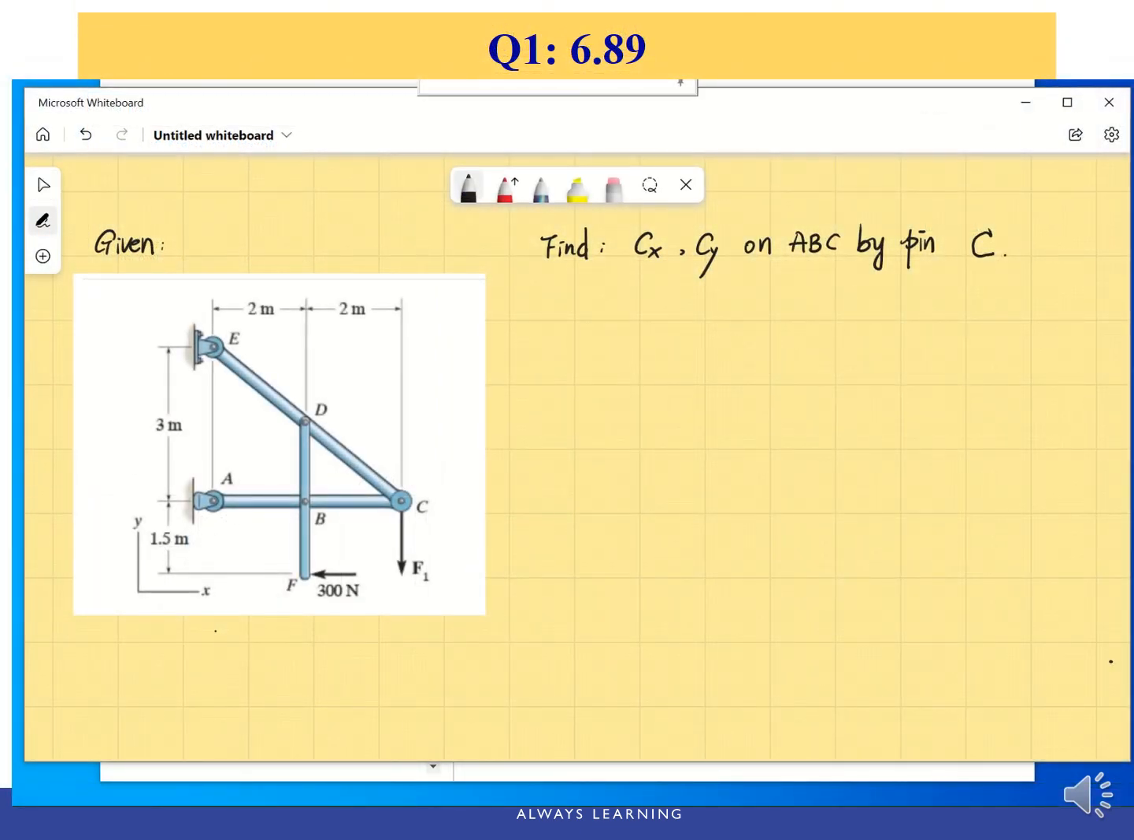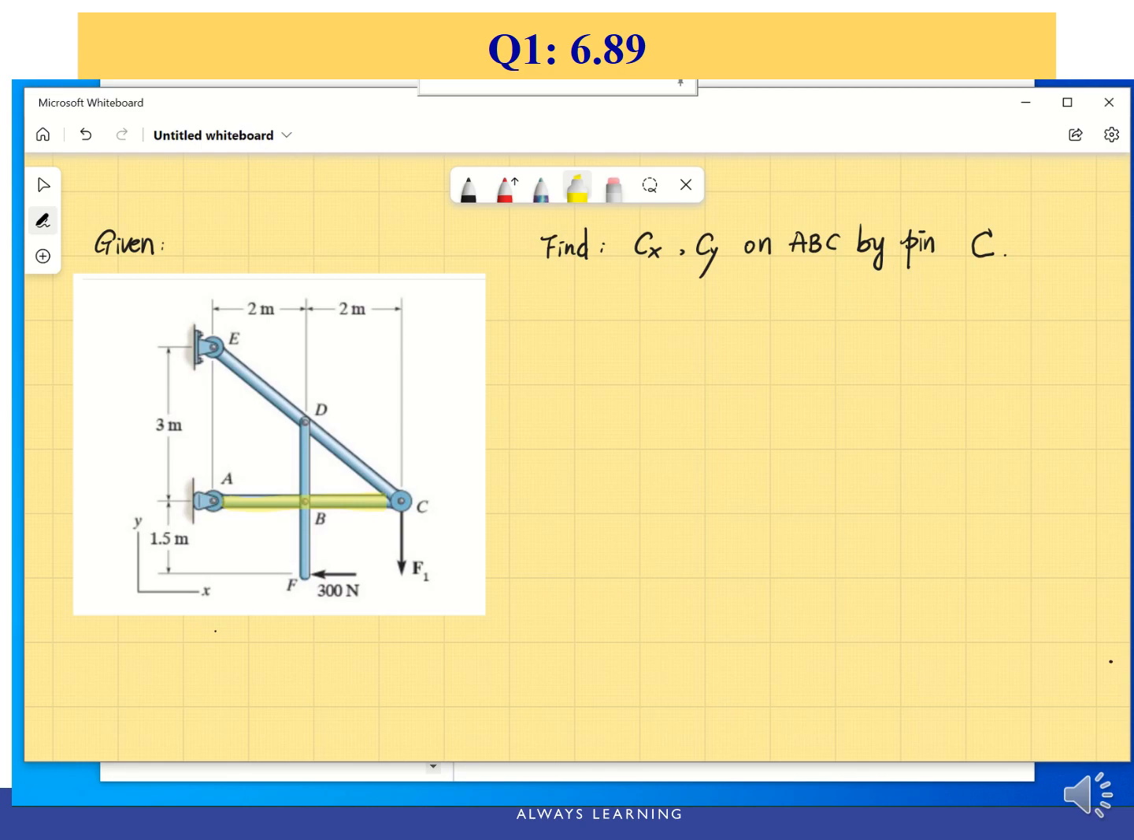Since we are looking for the CX and CY exerted on member ABC by the pin C, to find the forces between the member ABC and this pin C, we have to separate them, right? Only when we separate them can we show the CX and CY, which are the forces applied on the member ABC by pin C.